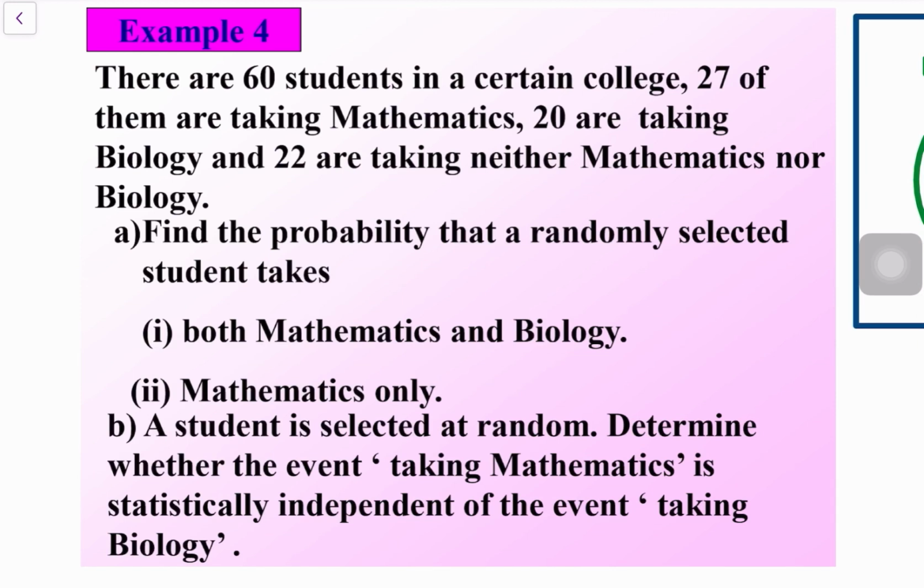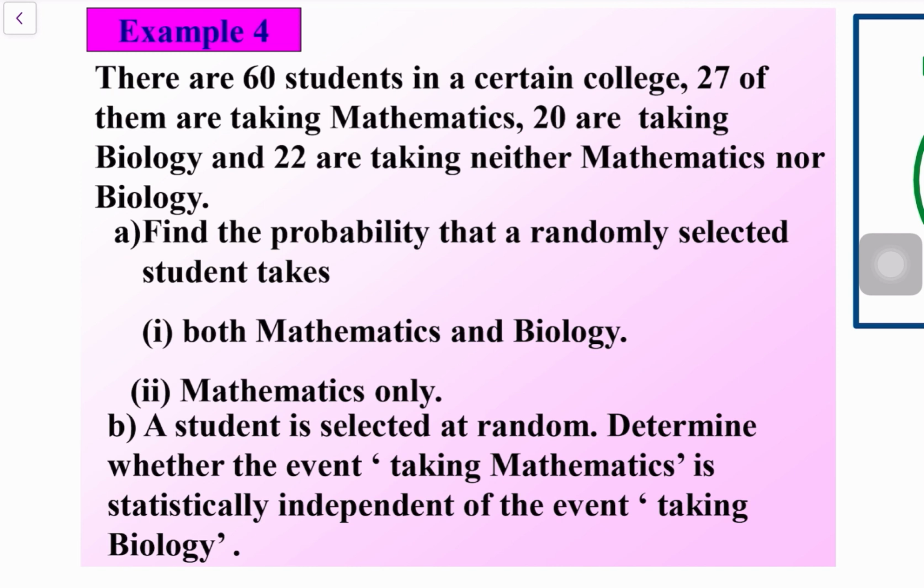Let's continue with example 4, which is also an example of probability with independent events. Let's read this question first. There are 60 students in a certain college. 27 of them are taking mathematics, 20 are taking biology, and 22 are taking neither mathematics nor biology. Find the probability that a randomly selected student takes both mathematics and biology, and mathematics only.